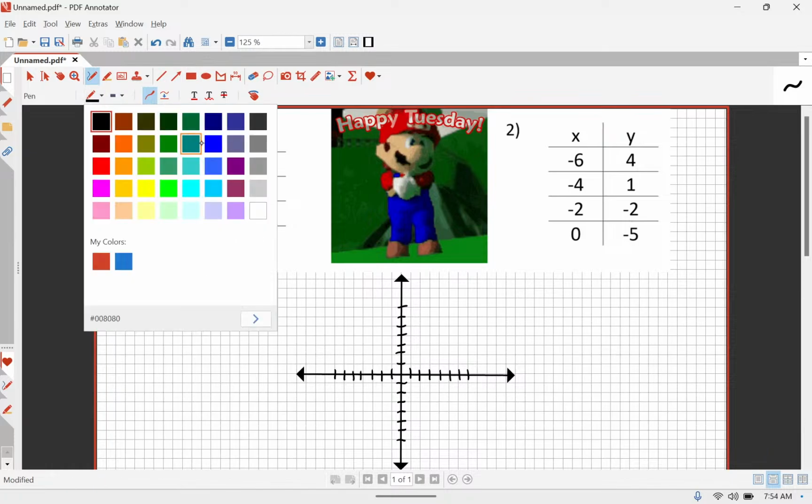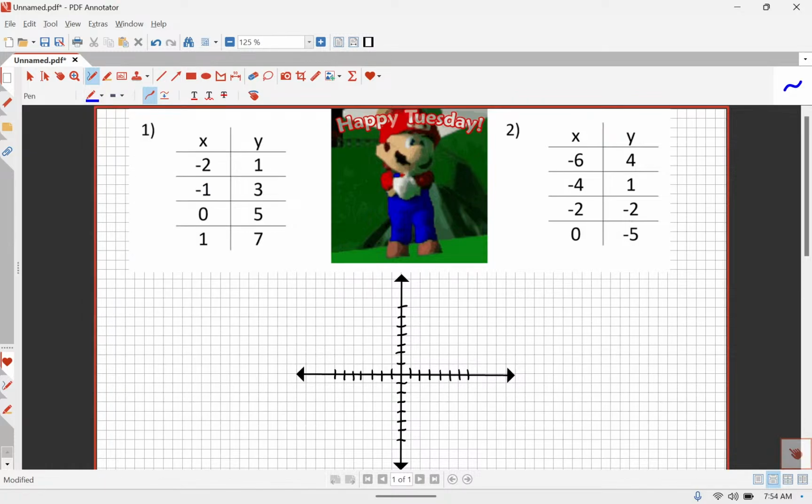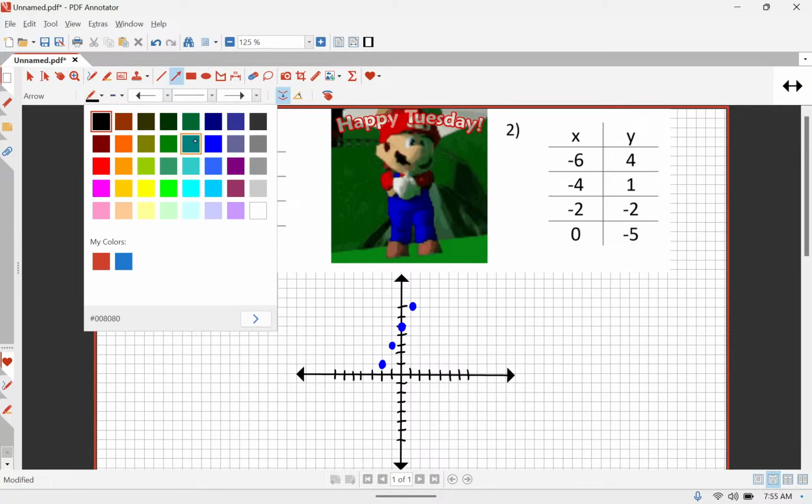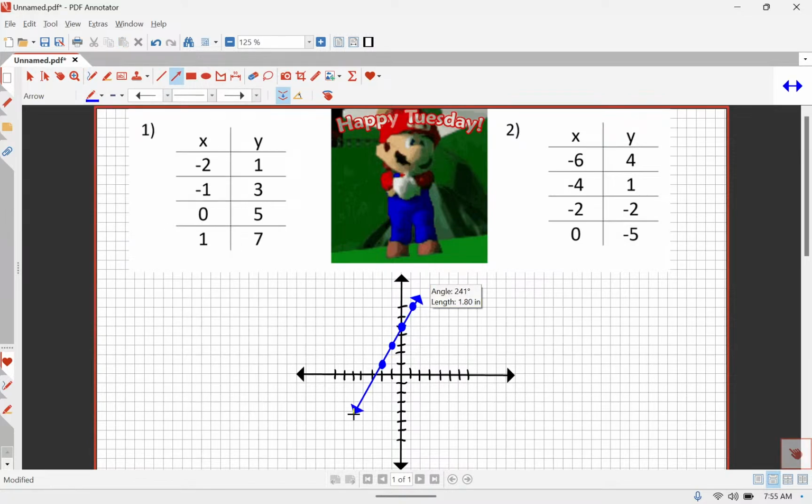Okay, can I get you guys back up here in 5, 4, 3, 2, 1. So if you look at this one, it's negative 2, comma 1, negative 1, comma 3, 0, comma 5, and 1, comma 7. So if we connect those with a line like this, I need to know what the slope and the y-intercept are so that I can find the equation in slope-intercept form. Let's see here. Carol, what is the y-intercept of that line?